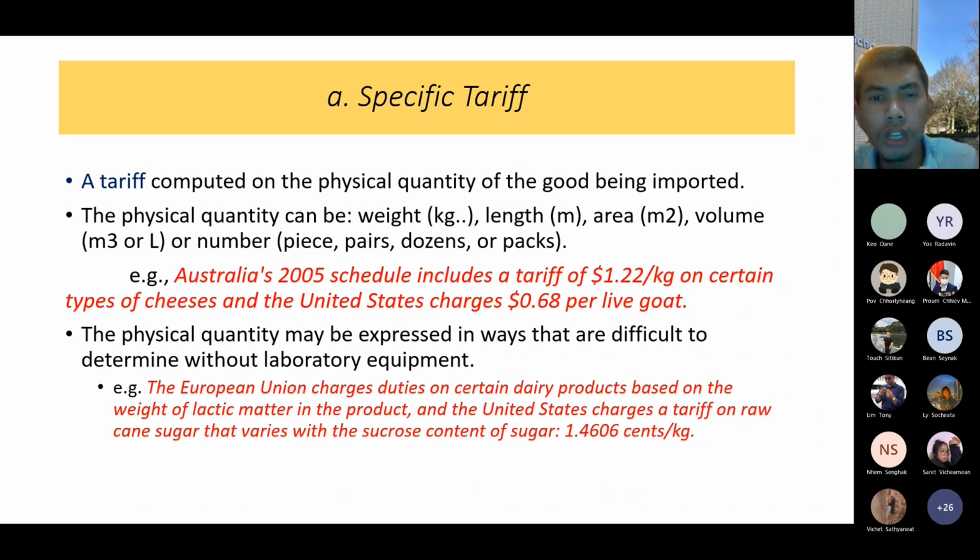The tariff is there not in percentage terms, but in US dollar terms, the price term, per physical quantity. And we don't care about the price of the cheese, but we care about the kilogram. We don't care about the price of live goat. It can be expensive or more than that, but we care about 1 live goat, 2 live goats, the number of live goats. You got a point? So that is called specific tariff. That is not based on the price, but based on the physical quantity of the goat. Got a point?